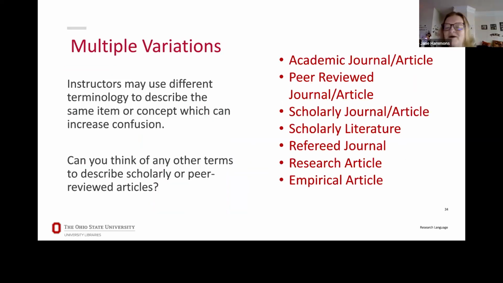This is something that we already talked about, but I thought it was worth highlighting again, right? All of the different variations of terms that we use to describe the same thing or similar things. This is just one example, but academic, peer-reviewed, scholarly, refereed, research, empirical, they may mean the same thing, they may not. It depends on the context, it depends on what the instructor is looking for, and if the instructor is not clear, it can really throw students off. And I'm sure that there are many other research-related terms that we could talk about that have multiple terms that people tend to use.